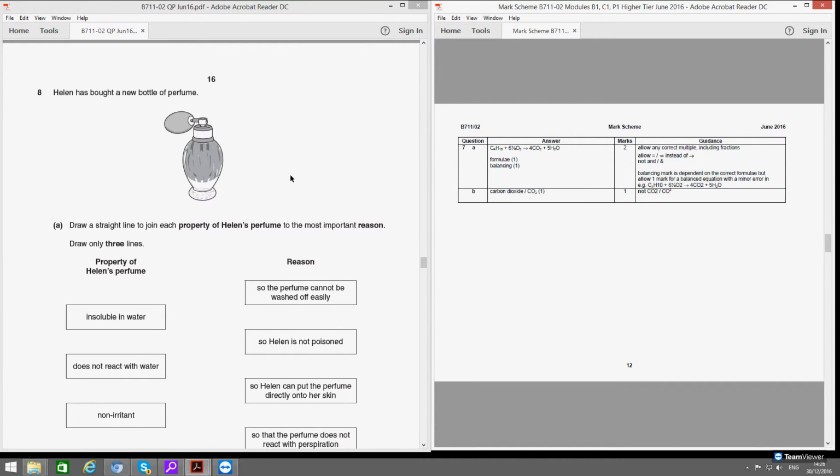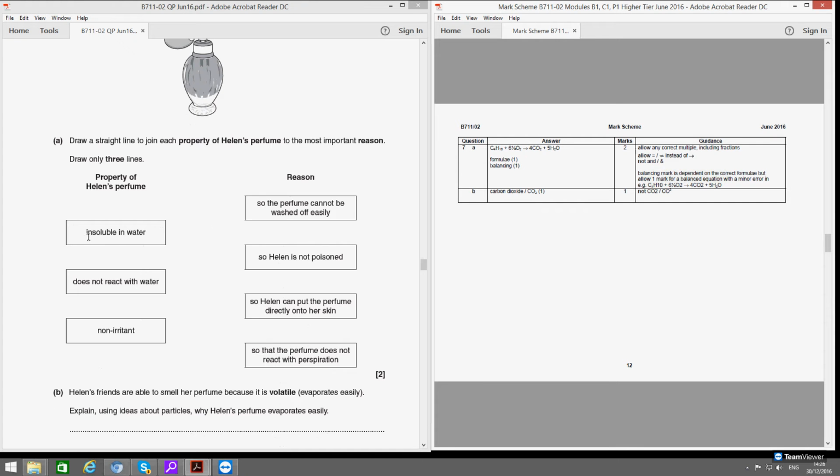Next question is to do with perfume. Question number 8. Helen has bought a new bottle of perfume. Draw a straight line to join each property of Helen's perfume to the most important reason. So it is insoluble in water. Why is it a benefit that it's an insoluble substance in water? So it doesn't wash off easily. So the line should have been drawn from there to there.